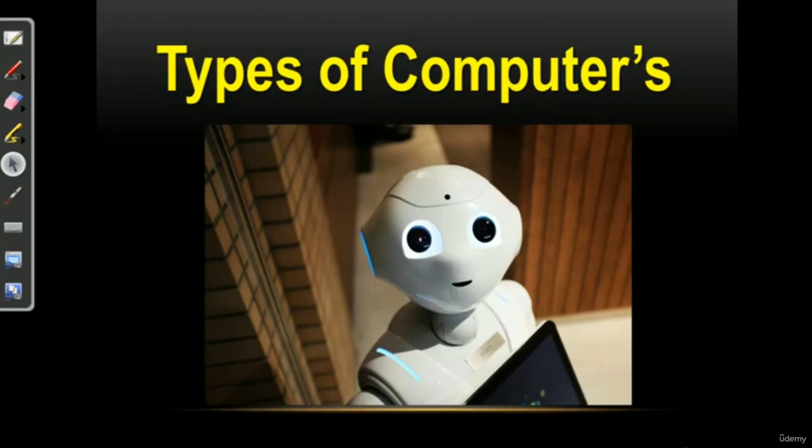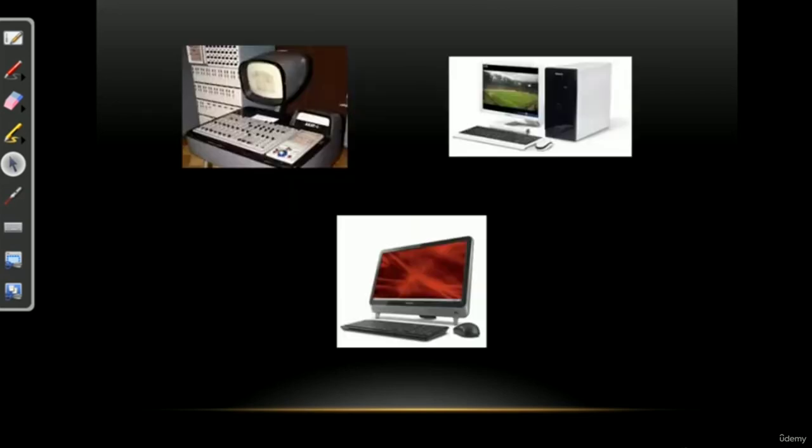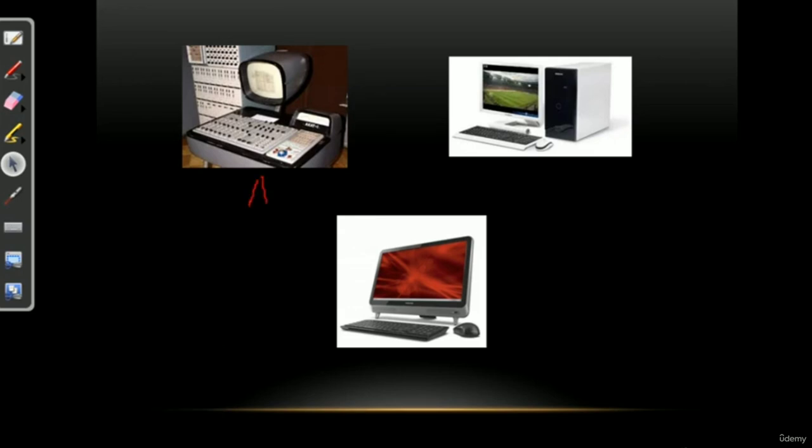Welcome everyone, and now we are going to see the types of computers. The first type that we are having is, okay, we are having three types, right? The first one is analog, the second one is digital, and the third one is hybrid. Now let me show you its faces so that you can relate it a little bit. So this is the face of the first one. This is our analog, this is digital, and this is hybrid.